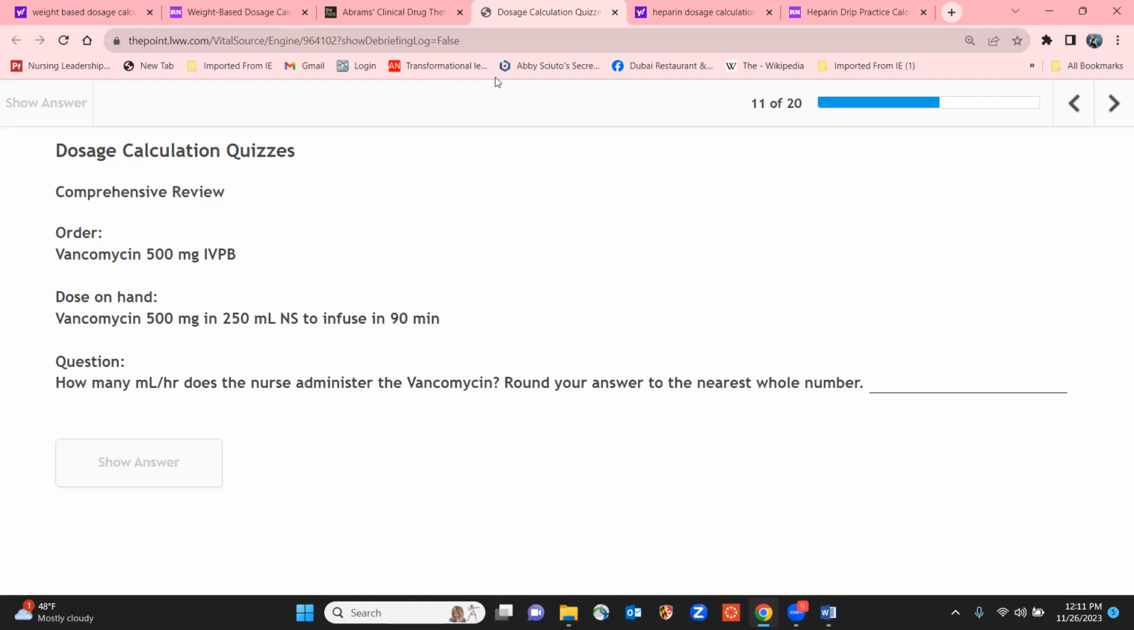So when you look at mLs per hour, some of the mLs per hour, we do our desired over have, but in those questions, you get what you have on hand. It's giving you that. Here, you don't see that information, right? No. So I want you to be able to recognize when you see one question to another, this one's just asking you for mLs per hour. It's not asking you to calculate a desired dose.